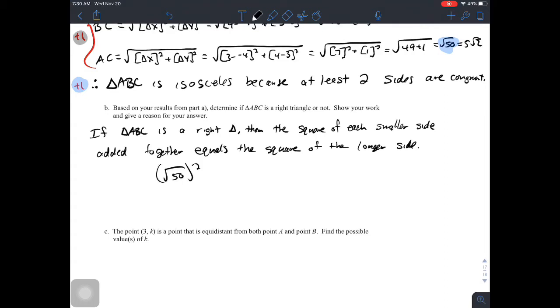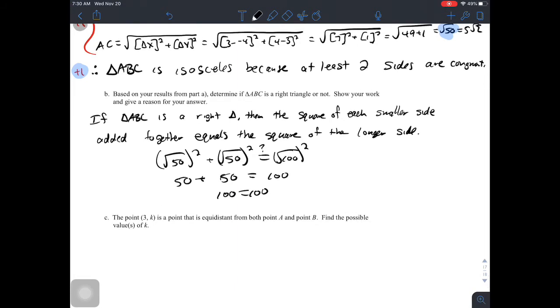Square root of 50 squared plus square root of 50 squared. We want to know, does this equal square root of 100 squared? Square root of 50 squared is 50. Square root of 50 squared is 50. Square root of 100 squared is 100. Does 100 equal 100? Sure does. So then our conclusion, therefore, triangle ABC is a right triangle.